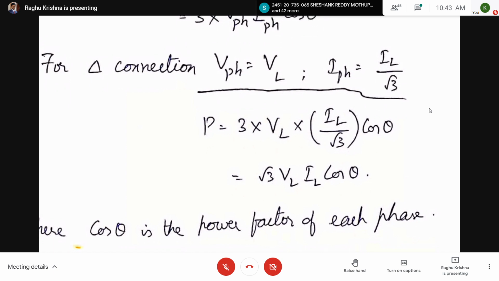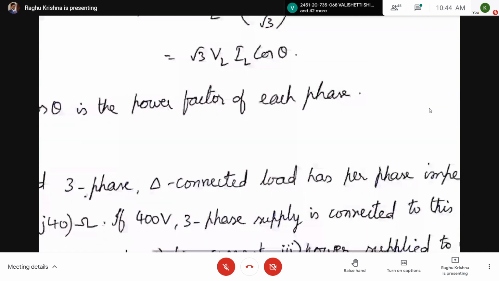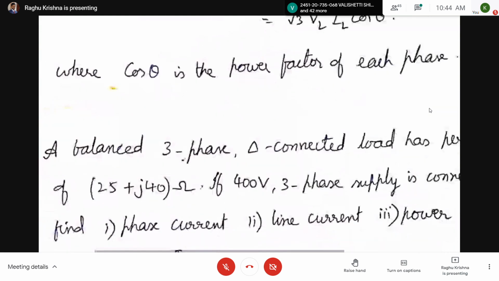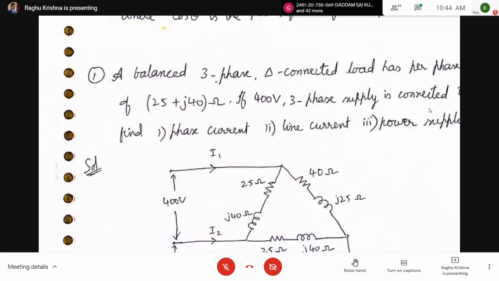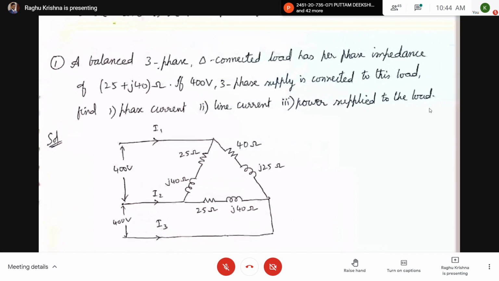So this also you note down. Theta is the angle between phase voltage and phase current, where cos theta is the power factor of each phase. So you can do a problem on this. Just understand the problem.